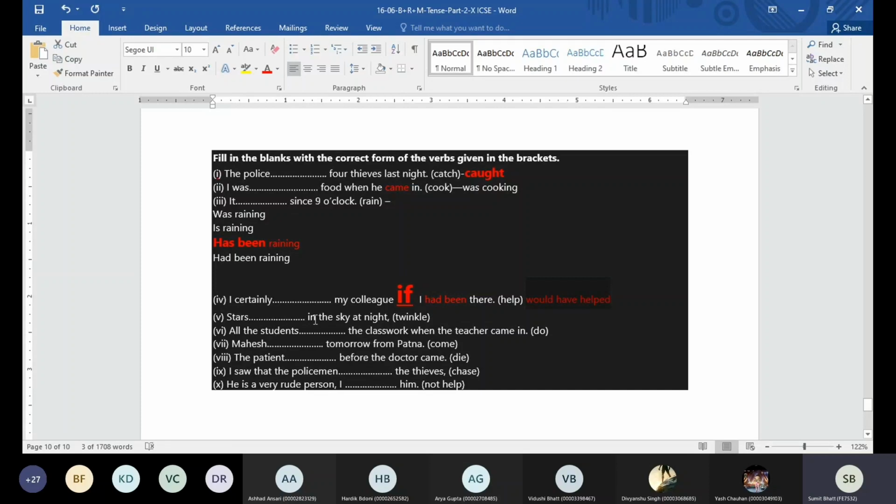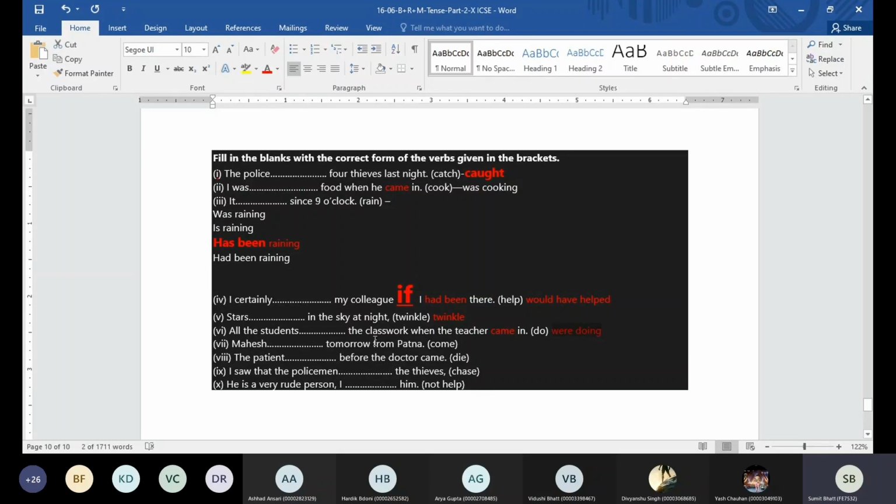Next thing, guys. Stars dash in the sky at night. Twinkle or twinkles? Twinkle. Okay, stars are there actually. Okay, all the students dash the classwork when the teacher came in. Were doing. Very good. Were doing, that means one thing was going on and something happened in between.